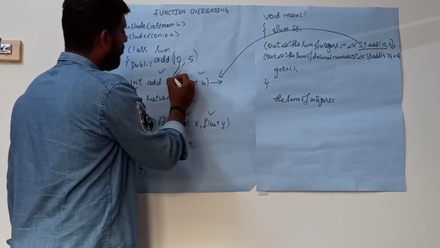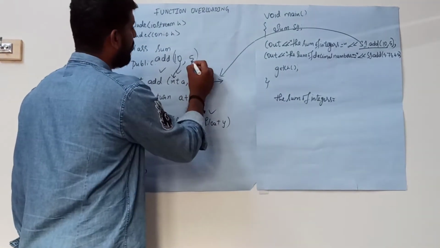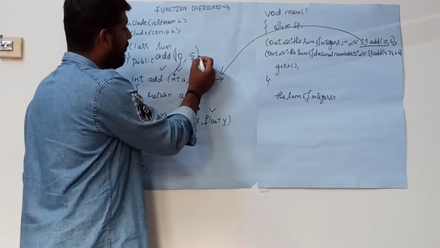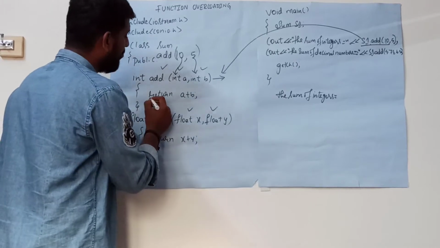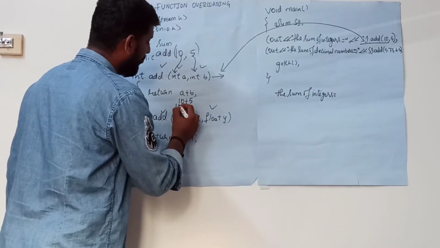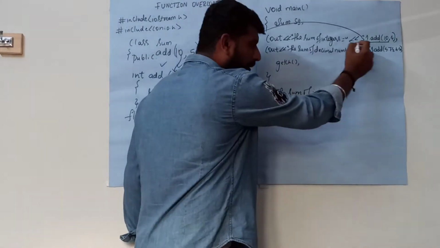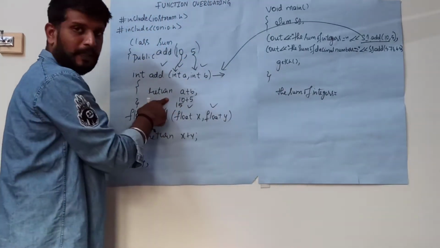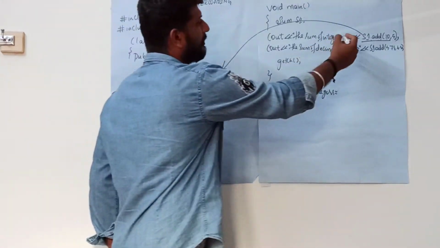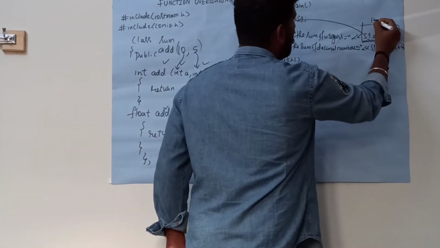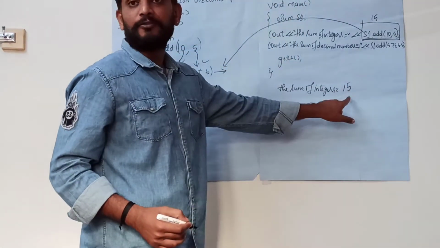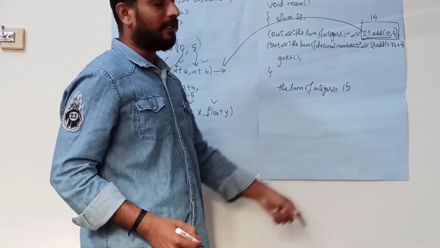So what happens is 10 gets passed to A and 5 will be passed to B. So A will be replaced with 10 and B will be replaced with 5. So return A plus B is nothing but return 10 plus 5. So 10 plus 5 is nothing but 15. When this particular statement executes, it will call this function. This function returns the value 15. So this particular part will be replaced with 15, and we will get the statement "The sum of integers is equal to 15" printed. Next, what happens?